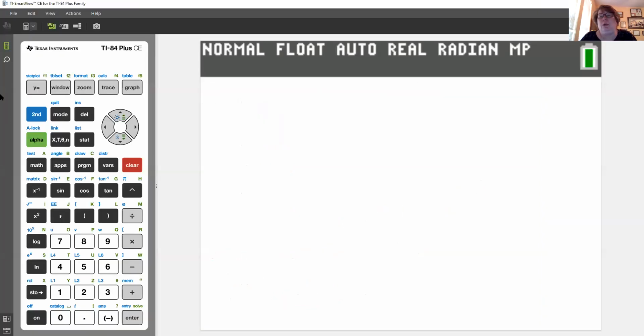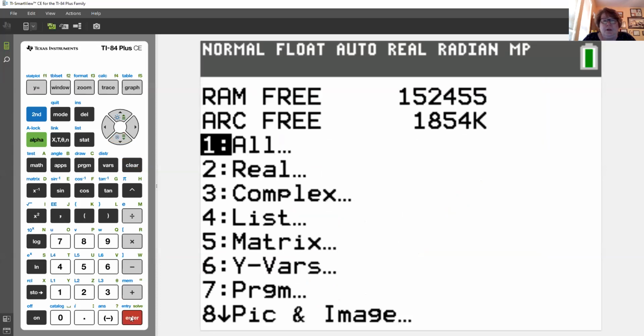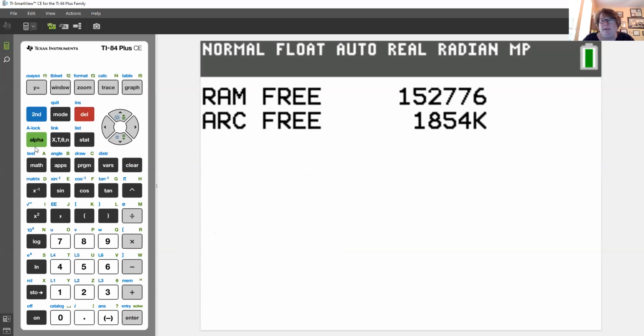And I showed you in the 6.2 video how to delete matrices. And I want to show you that again. So I'm going to go to my memory menu, which is above my plus, second plus, and I'm going to go to memory management, delete, enter, and I'm going to go to number 5, matrix, and I put 3 matrices in there, and I'm just going to hit the delete key and delete all of them. Delete, delete, delete. So now my matrix menu should be clear.